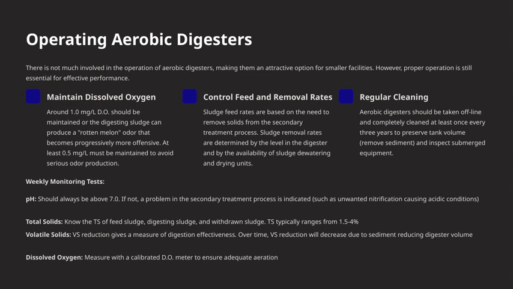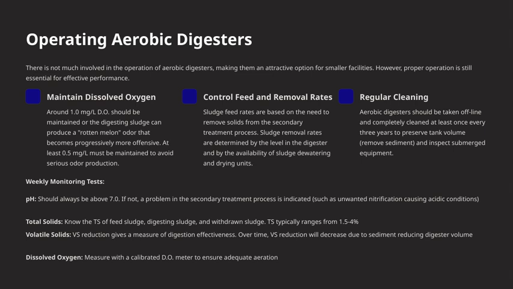Every 3 years, you should take the digester offline to clean it thoroughly. This helps restore tank volume by removing sediment and allows you to inspect submerged equipment to prevent issues down the line. Now let's focus on weekly monitoring tests, which are critical for maintaining optimal operation.